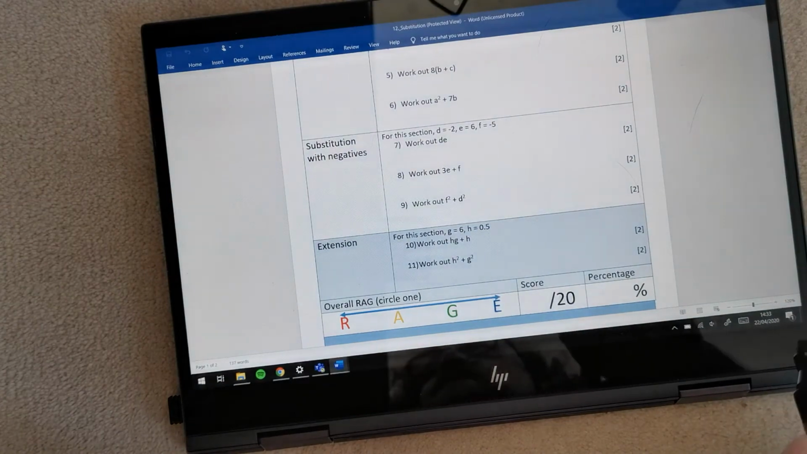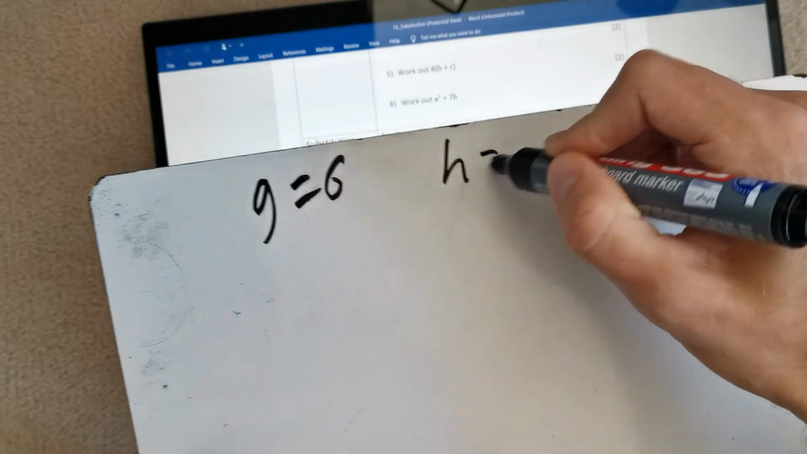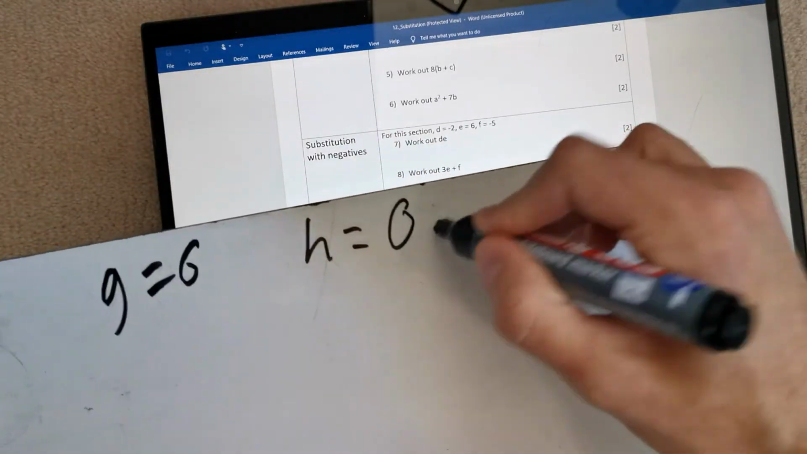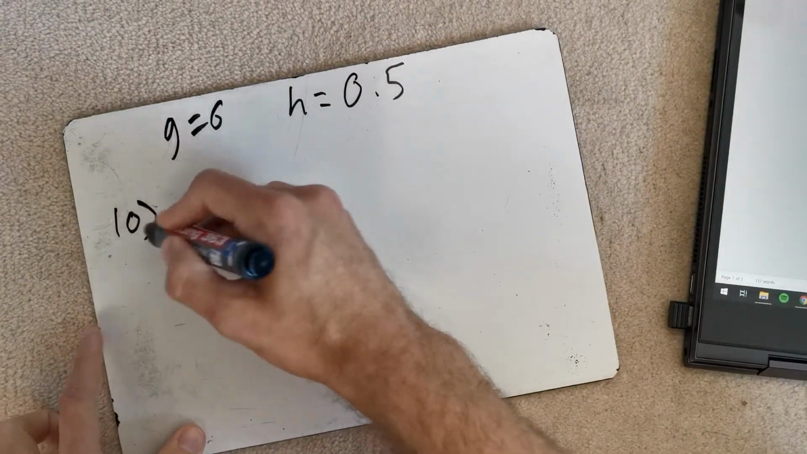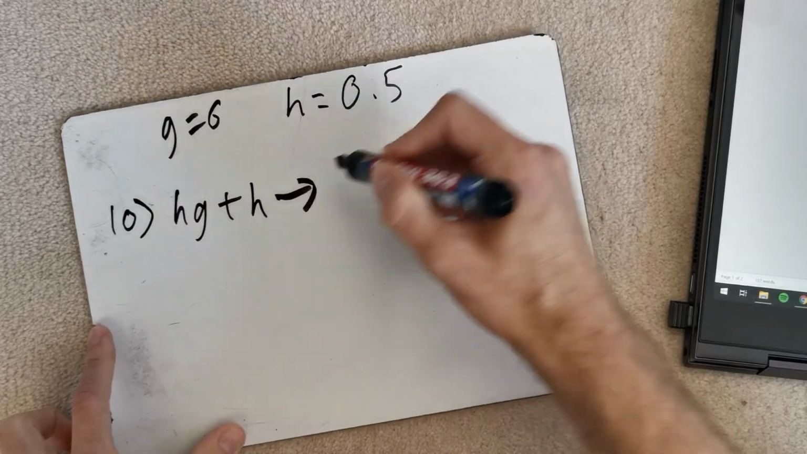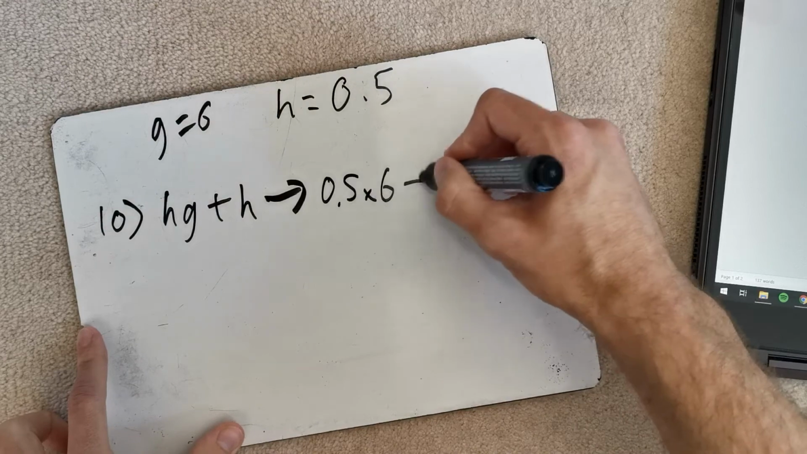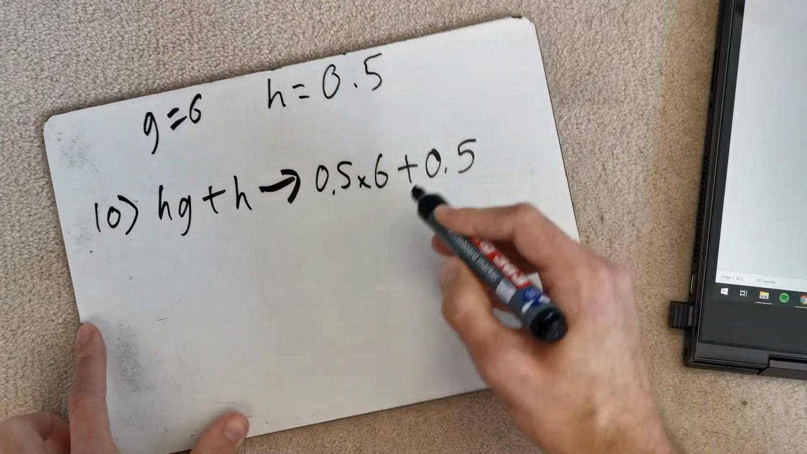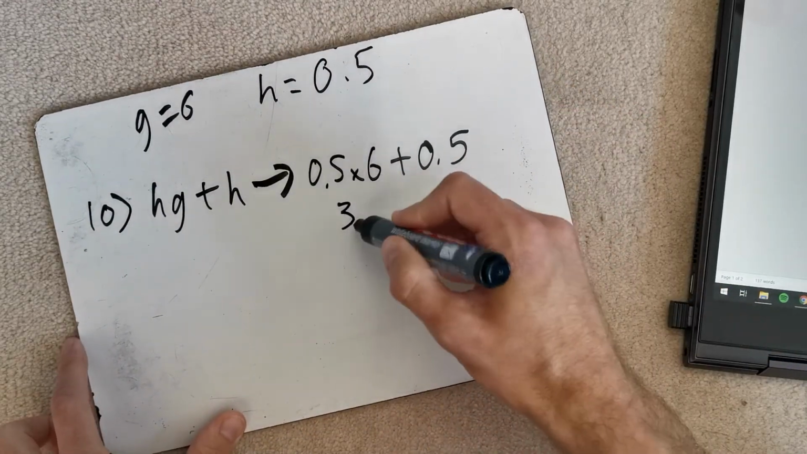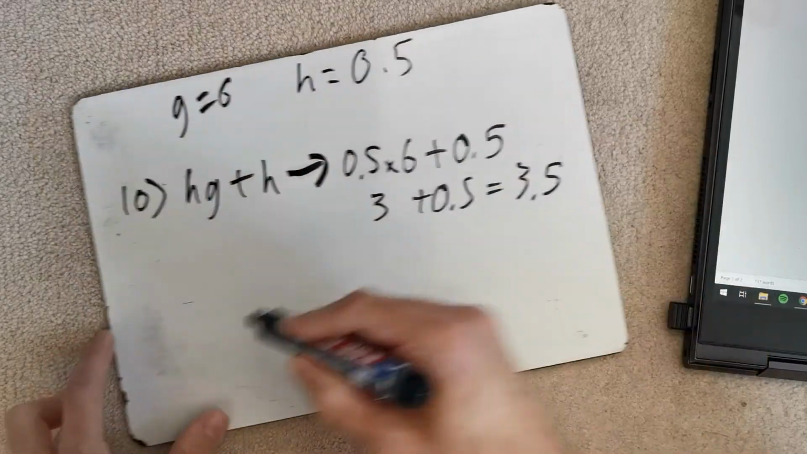Now 10 and 11 use G being 6 and H is 0.5. Question 10, it says work out HG plus H. So this means 0.5 times 6 plus 0.5. 0.5 times 6, so half times 6 is 3, plus 0.5 is 3.5.